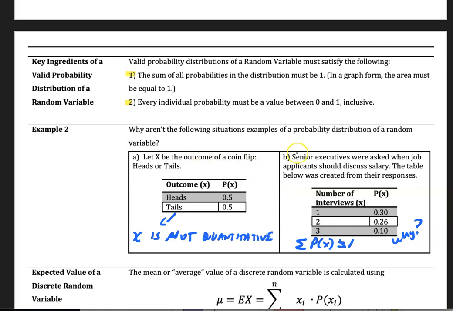You're saying, okay, what's going on here? Each of these is not officially a probability distribution of a random variable, and they do not meet all the requirements. On the first one, the outcome variable, the variable x, the random variable, is not a quantitative variable. There needs to be a quantitative variable. Heads or tails are categorical, not quantitative, so it's not a valid probability distribution of a random variable, because this is not a discrete or continuous variable, which are for quantitative.